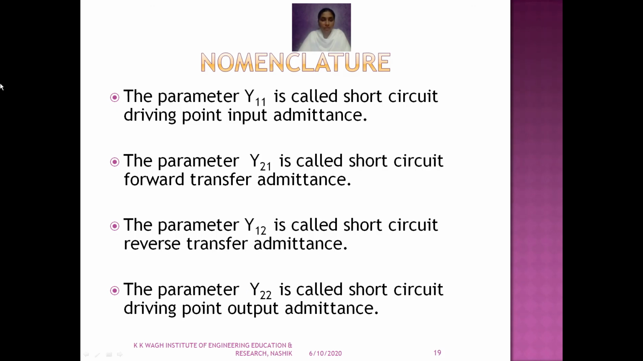So nomenclature: the parameter Y11 is called short circuit driving point input admittance. The parameter Y21 is called short circuit forward transfer admittance. The parameter Y12 is called short circuit reverse transfer admittance. The parameter Y22 is called short circuit driving point output admittance. Why short circuit? Because we are shorting port 2 and we are shorting port 1. So that's why these parameters are short circuit parameters.